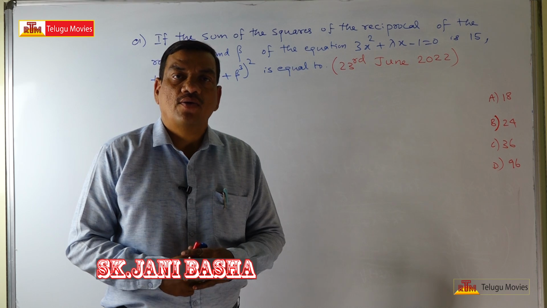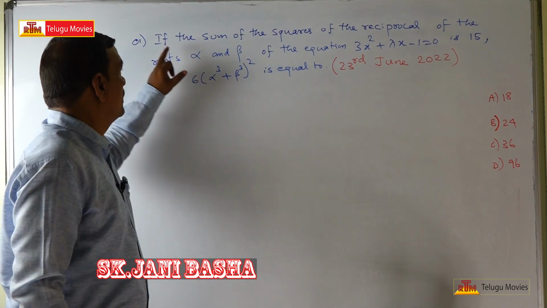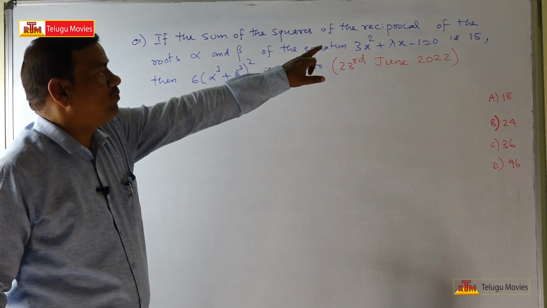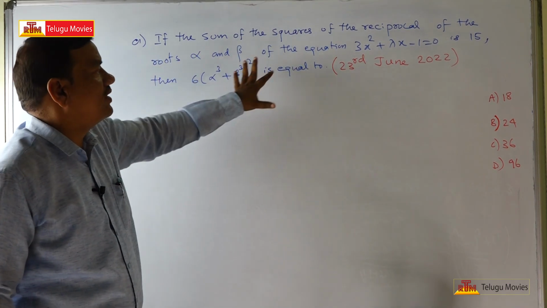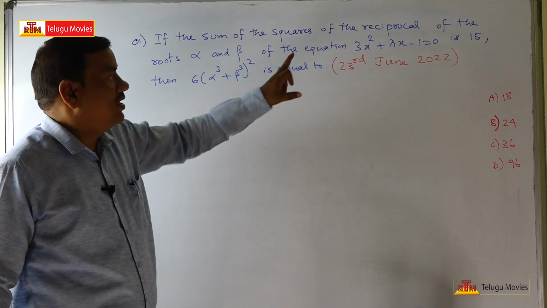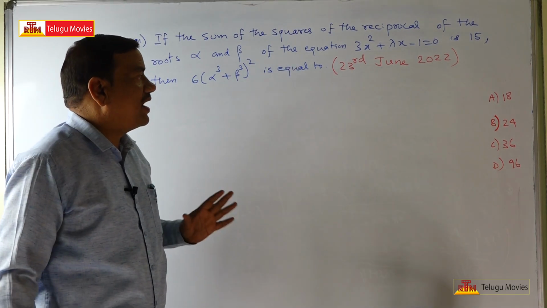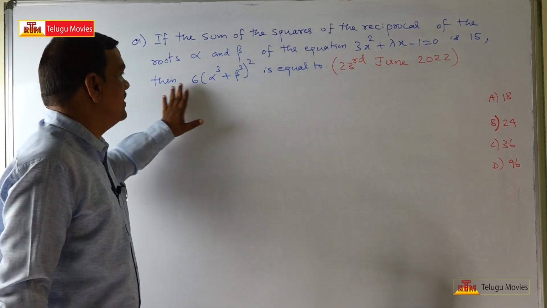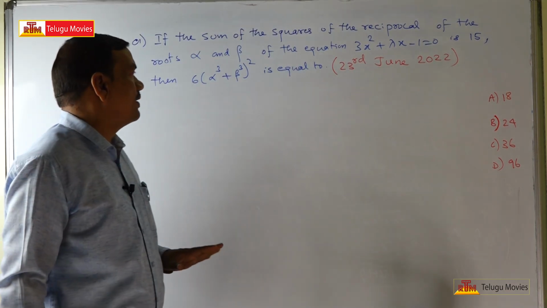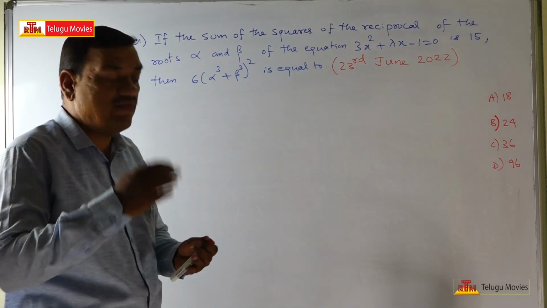Welcome to the first problem. If the sum of the squares of the reciprocals of the roots alpha, beta of the equation 3x² + λx − 1 = 0 is 15, then 6 times (α³ + β³)² is equal to what? Very easy.